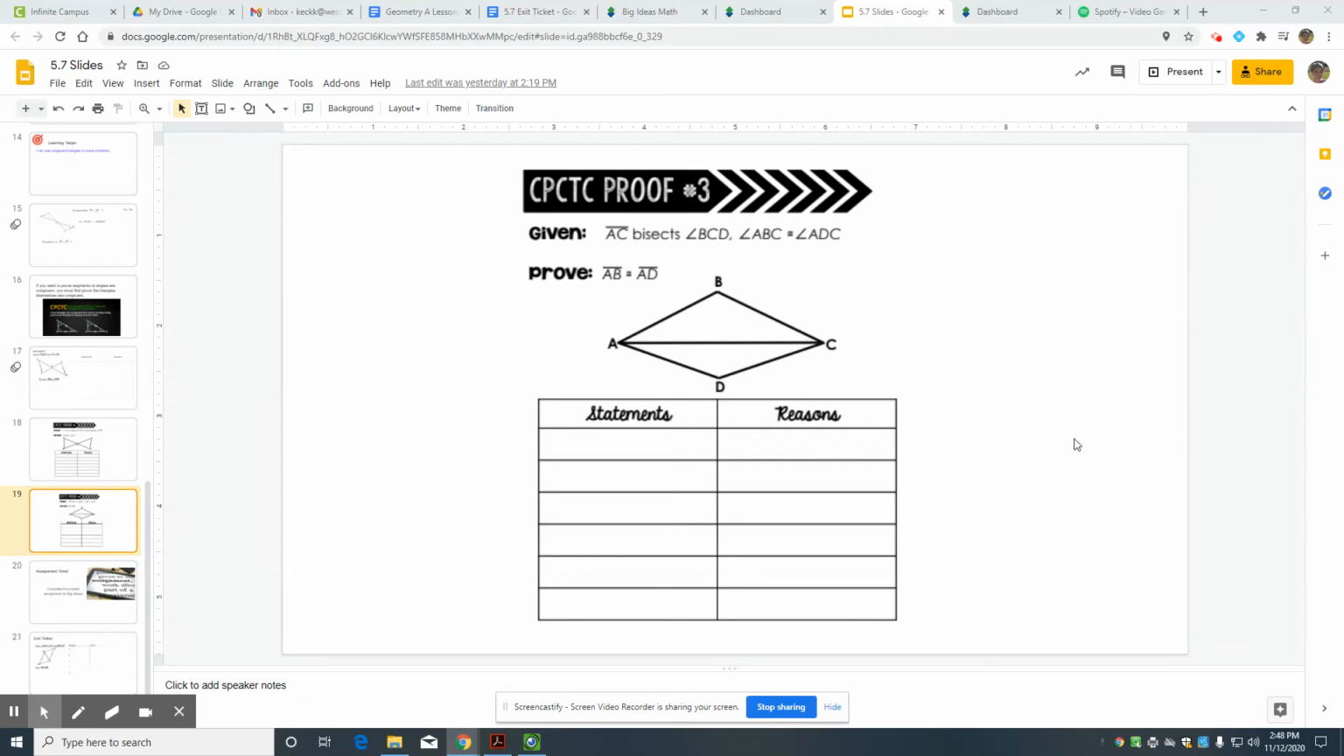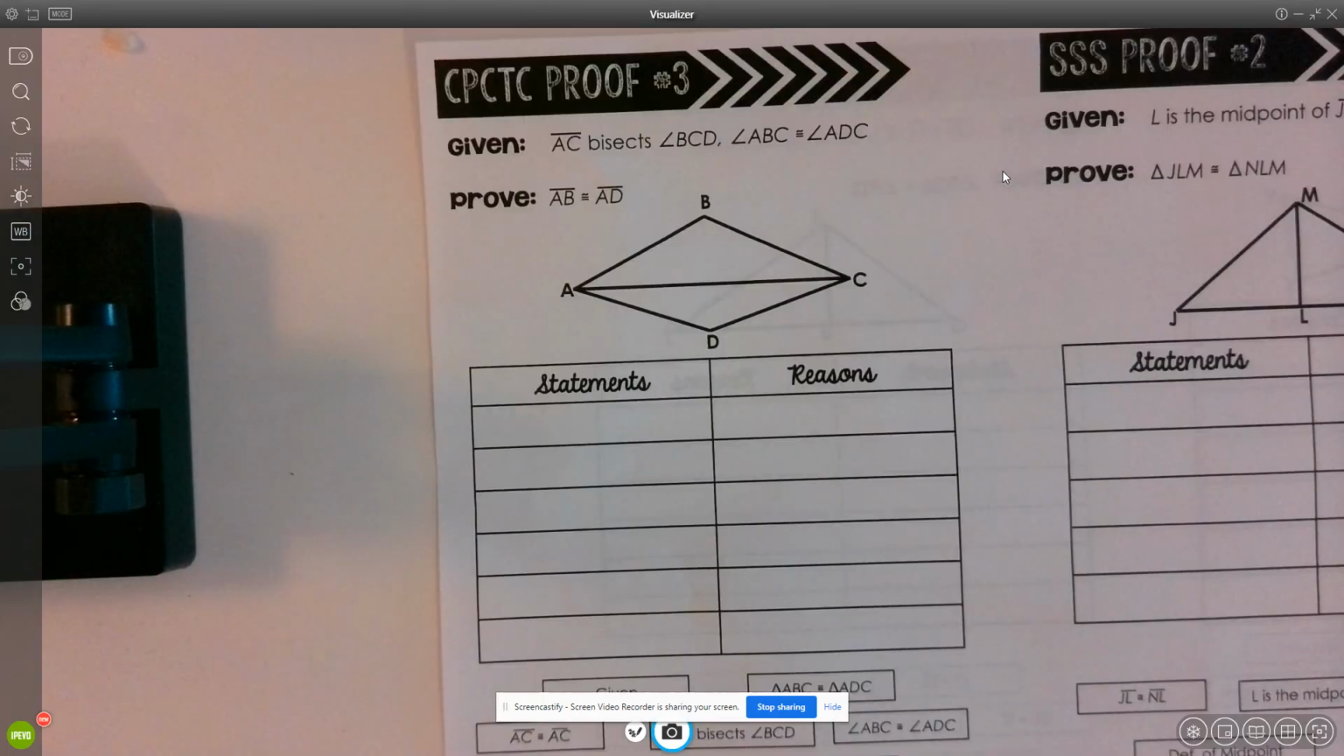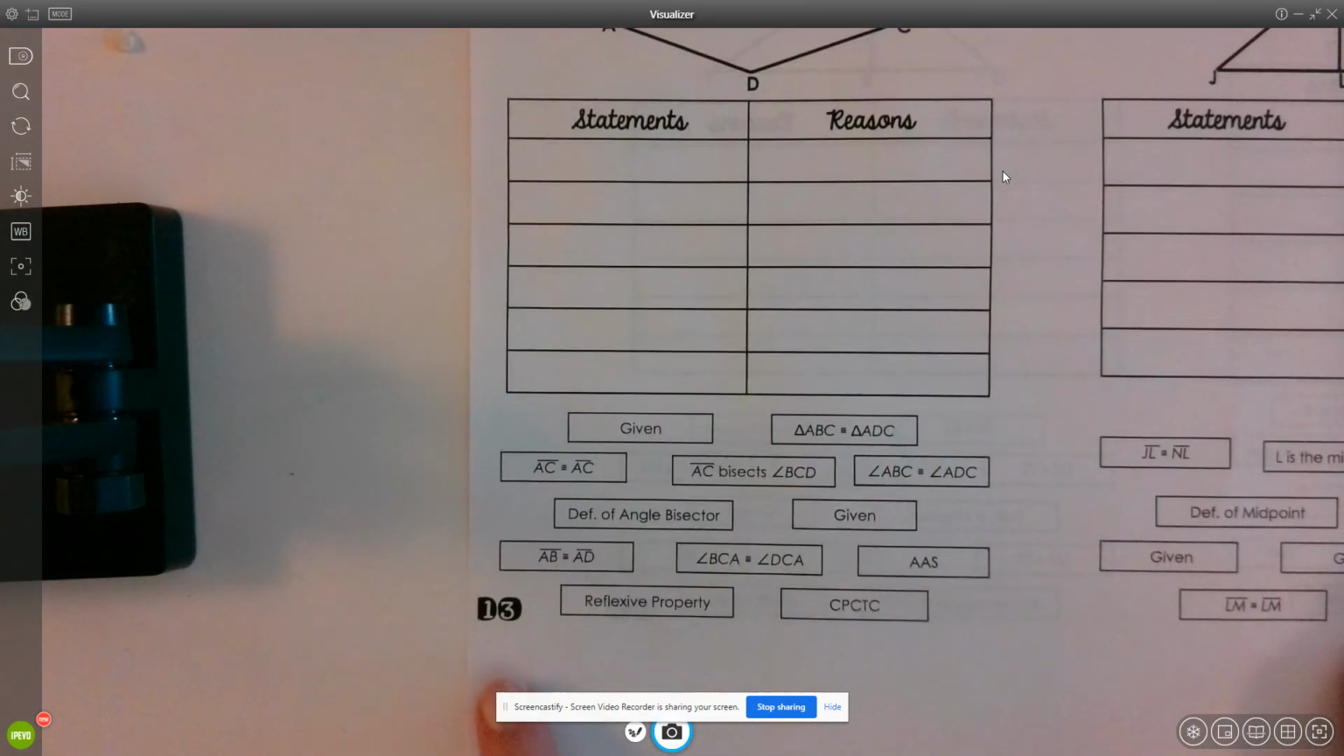In this video, we're going to work through the corresponding parts of congruent triangles. Our congruent proof number 3 on page 13 of your proof workbook. So in your proof workbook, turn to page 13.